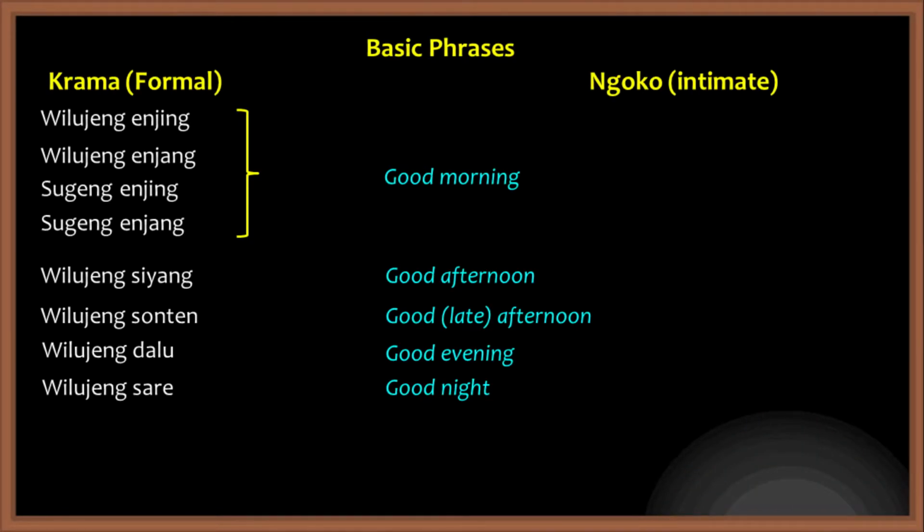Wilujeng enjing, wilujeng enjang, sugeng enjing, sugeng enjang. Notice that wilujeng can be replaced with sugeng and enjing can be replaced with enjang. Wilujeng siang, wilujeng sonten, wilujeng dalu, wilujeng sare. Notice also that in Ngoko you don't say these sentences, and if you have to, you can use the Krama sentences.